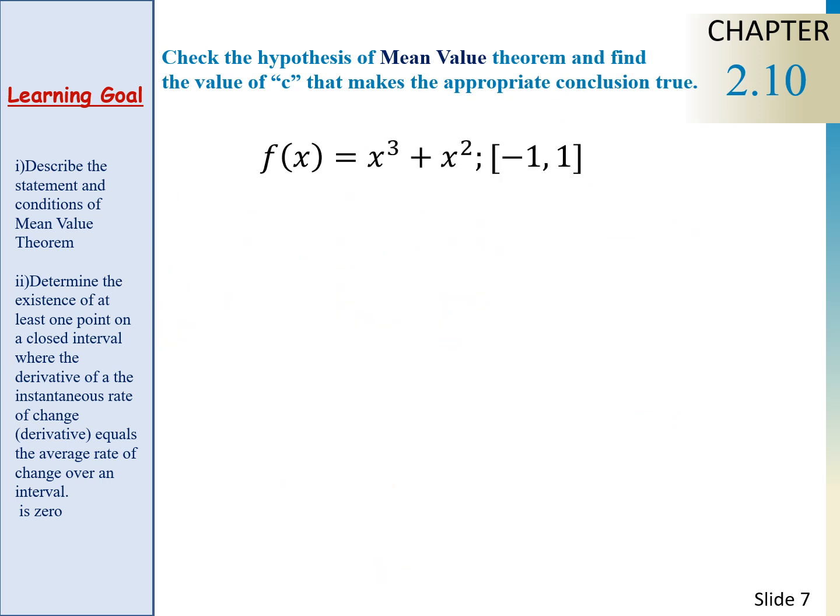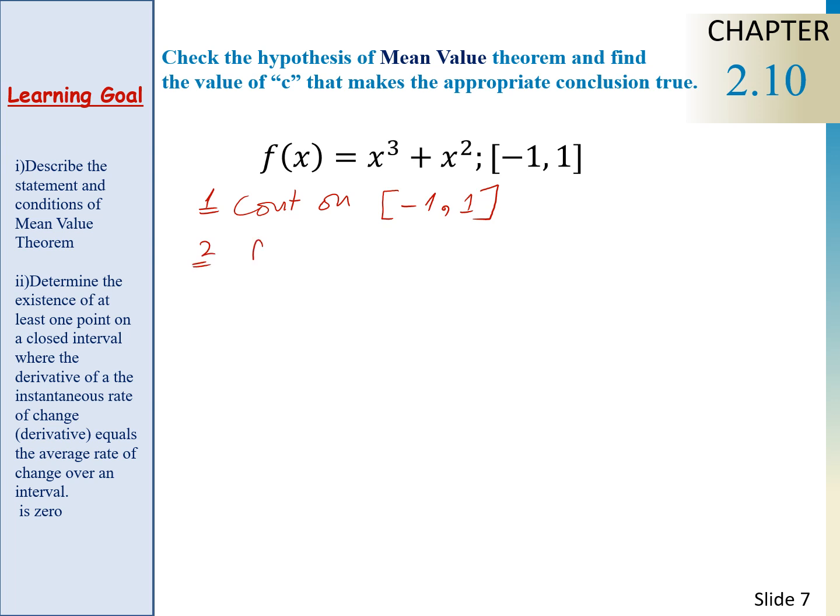Next question. x cube plus x square. Again it is a cubic function, right? It's a polynomial function. So the polynomial function is continuous everywhere, right? So of course if it is continuous everywhere, we can say that in this small closed interval, also it is continuous.